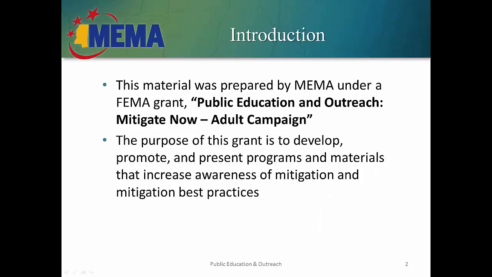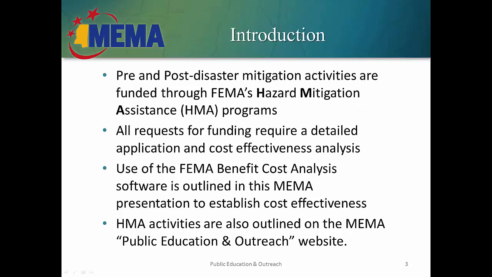This material was prepared by the Mississippi Emergency Management Agency's Office of Mitigation under a FEMA grant entitled Public Education and Outreach Mitigate Now Adult Campaign. The purpose of this grant is to develop, promote, and present programs and materials that increase awareness of mitigation and mitigation best practices. Both pre- and post-disaster mitigation activities are funded through FEMA's Hazard Mitigation Assistance Programs.